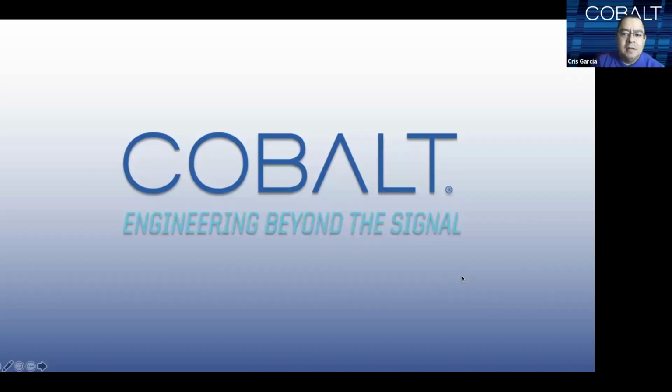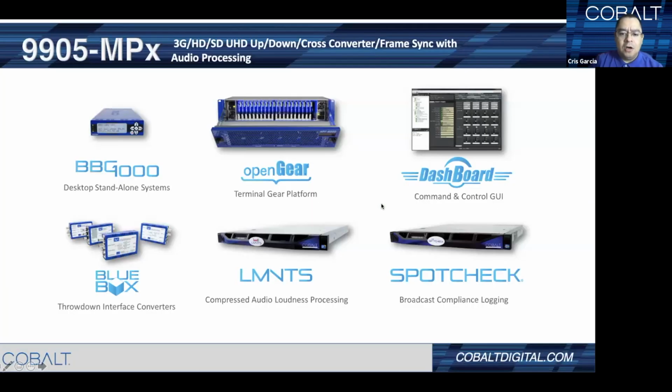Thank you. In today's presentation, I'll be discussing Cobalt's latest products for multi-processing, multi-path products that cover frame rates and formats from SD all the way through 12G. We also have some products with a hybrid platform where we support not only baseband SDI, but also HDMI and fiber. All this will be described in the whole product spectrum that we have from Cobalt. But the focus of today's discussion will be primarily around the 9905 MPX, which is the latest flagship product that we have from Cobalt. So let's get started with this presentation.